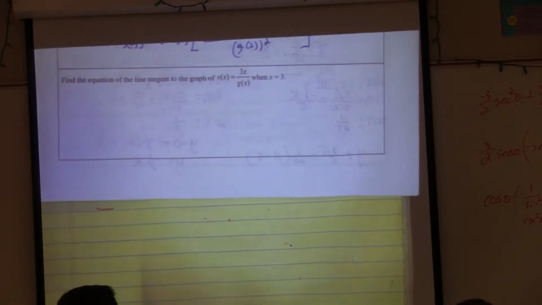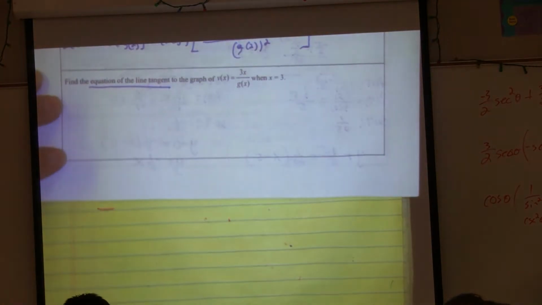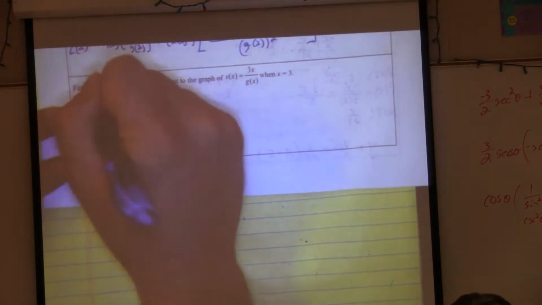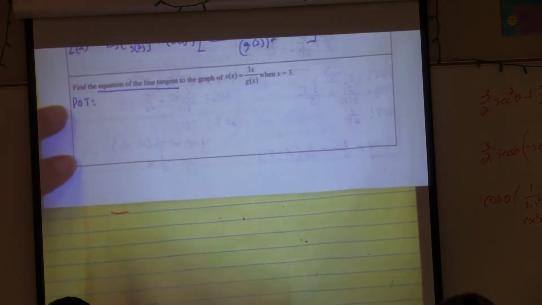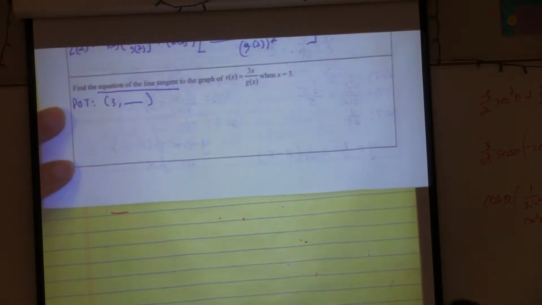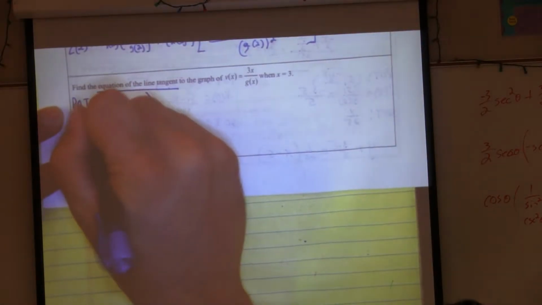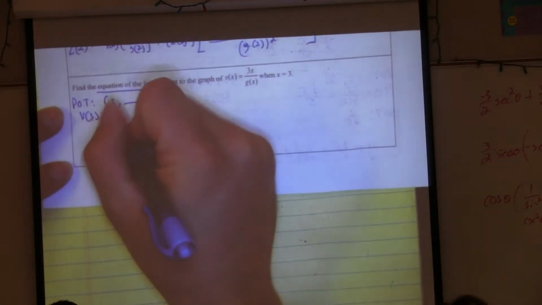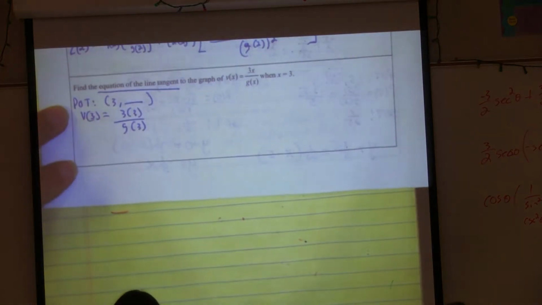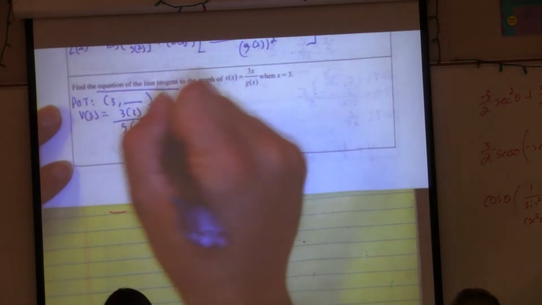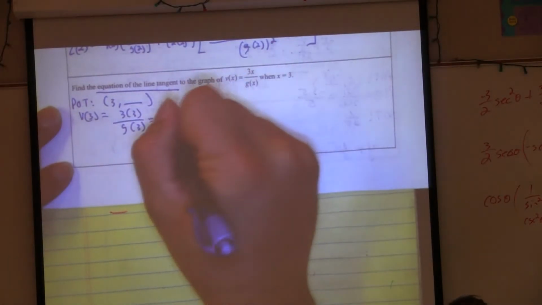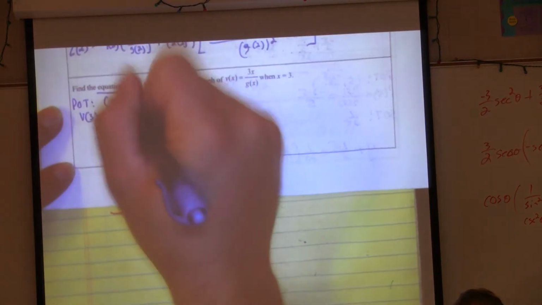Alright, what does it say? Find the equation of the line tangent to this graph at 3. What do we need? My point and my slope. So let's do it. What's the point? 3, comma, what? Plug it into this function here. So that's 3 times 3 over g of 3. So that's going to give me 9 over, what's g of 3 if you go to the top? Negative 3, so that ends up giving me negative 3.